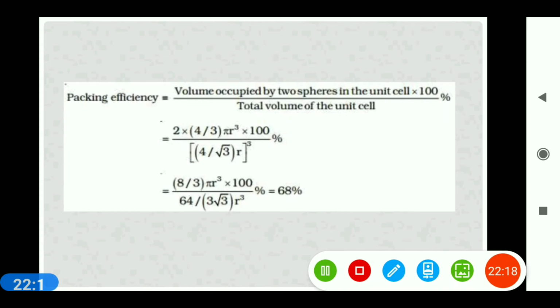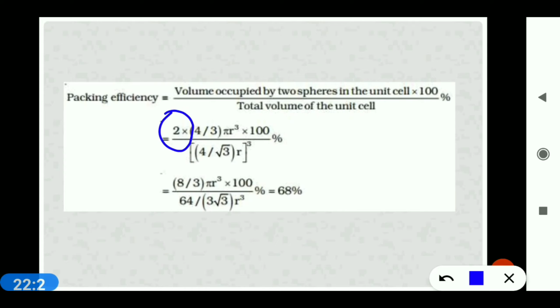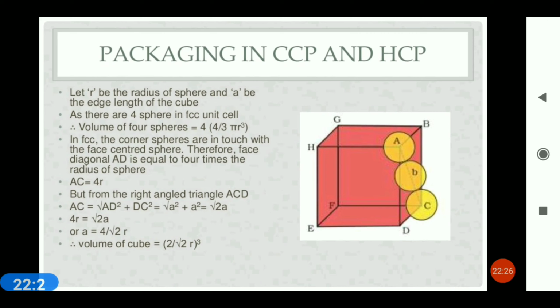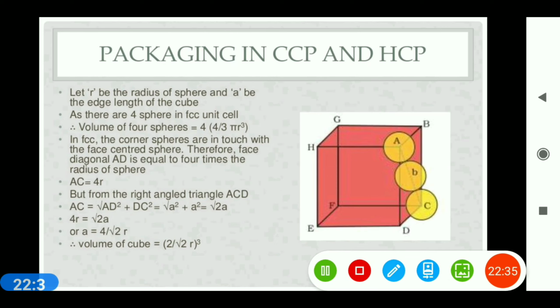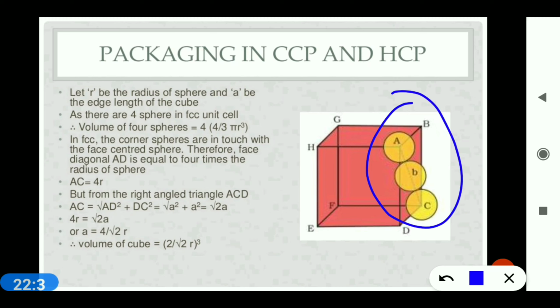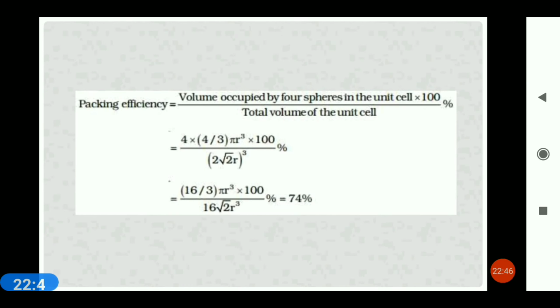Here 2 is multiplied because in body centered total contribution is 2. Packing efficiency in FCC or CCP or HCP, you can say. Again, you are watching the face and in this way these 3 circles you have to calculate. So the same way you will calculate the A, that is 4 by root 2 R, and you will apply the formula: volume occupied by the 4 spheres in the unit cell. So volume of sphere is 4 by 3 pi r cube. Total volume of the unit cell is 2 root 2 r cube.